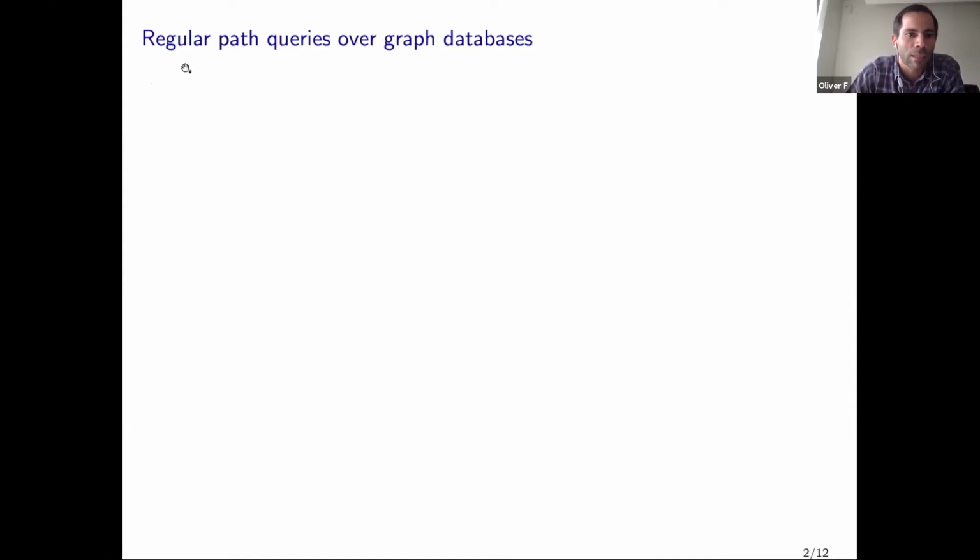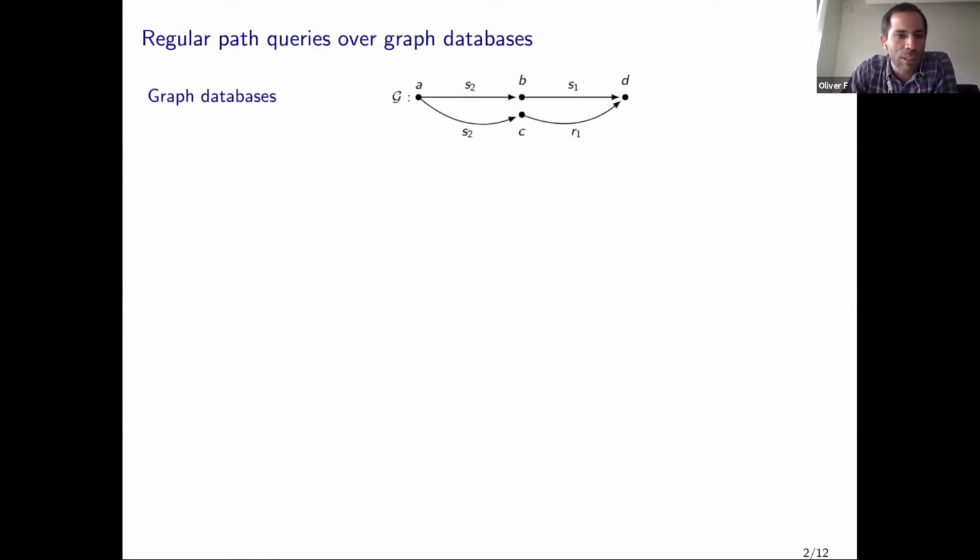Okay. So first, let me introduce what a graph database is. In general, one can see a graph database as a labeled graph where the nodes of the graph are the elements of the data and the edges are labeled with relations between these nodes. One can also have labels on the nodes stating the attributes or properties of these nodes. For this talk, I will not use these labels for simplicity, but all the results hold for them.